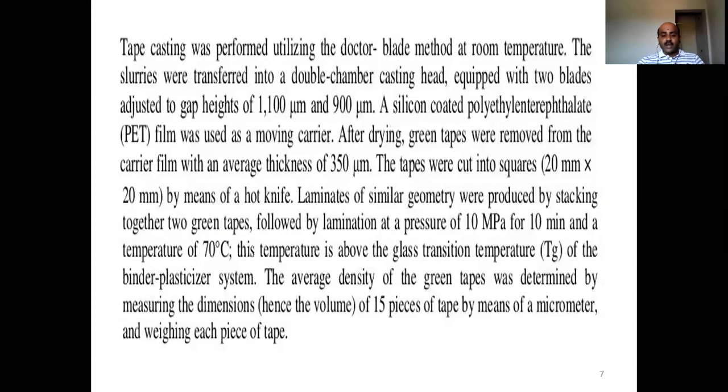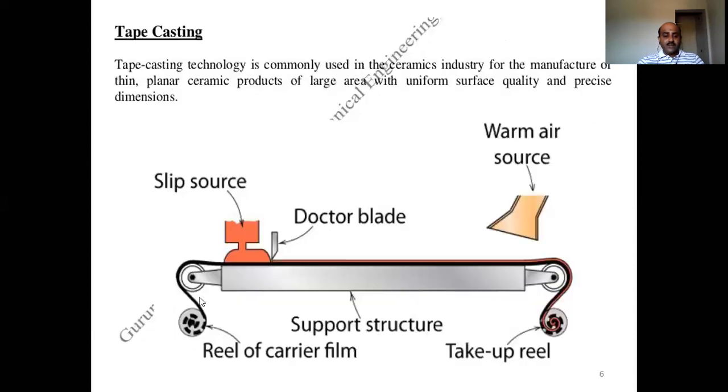Okay, so the moving carrier is here. You can see this is the carrier, the moving carrier. This is a take-up reel. This is the reel of the carrier film. Here, this is the slip source. So what we do here is, you can see this here.